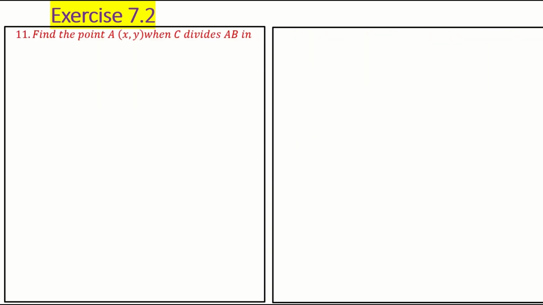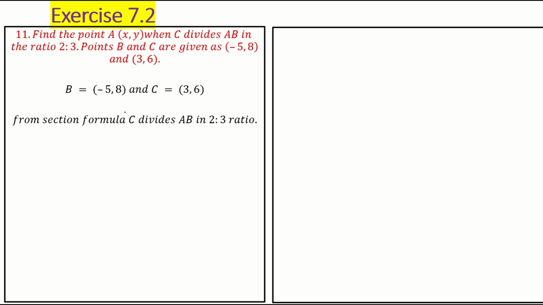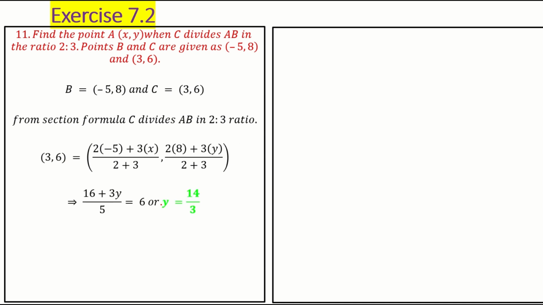Next. Find a point A, x comma y, when C divides AB in the ratio 2:3. Points B and C are given as minus 5 comma 8 and 3 comma 6. C is dividing AB in 2:3 ratio, right? B and C are there, and A is x comma y. So 3 comma 6 equals the section formula you will apply. You will get the x coordinate and y coordinate separately and you can solve for x and y.